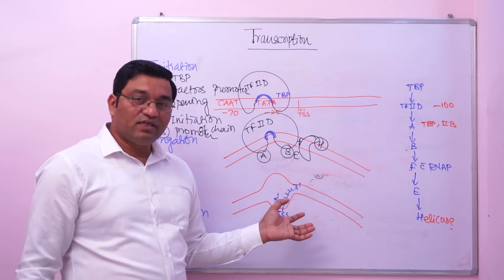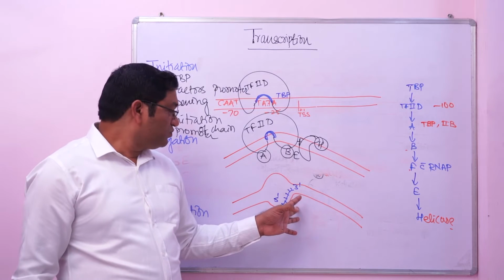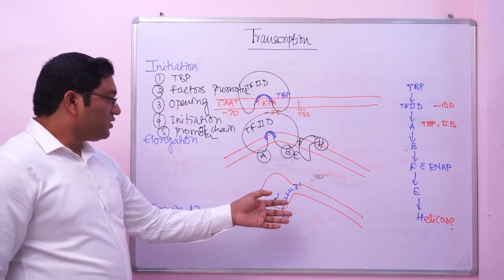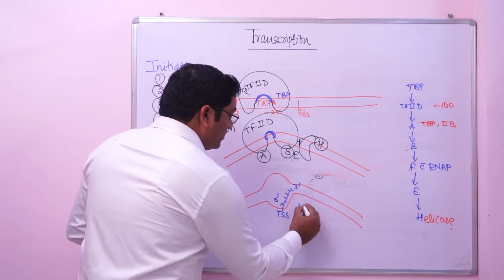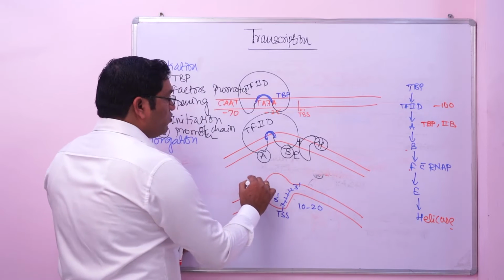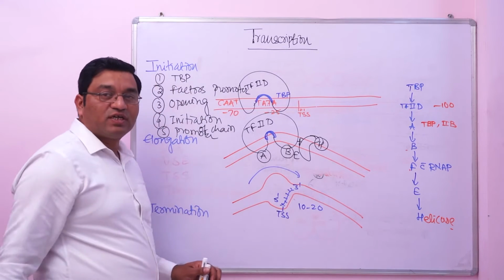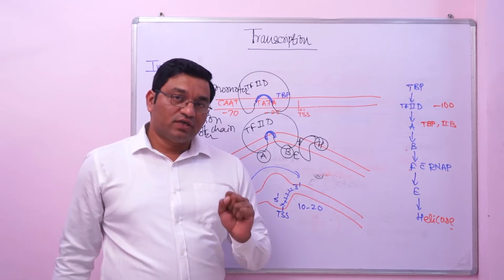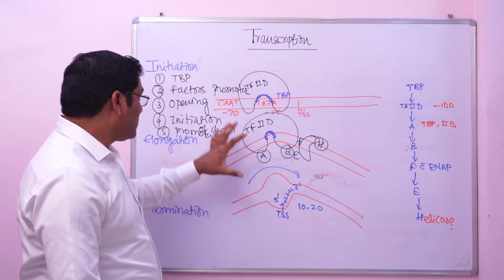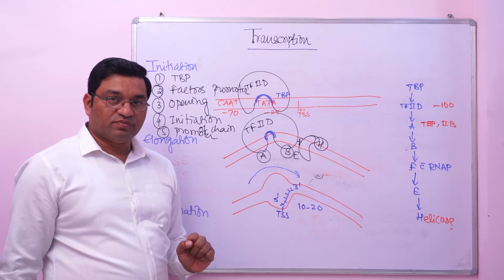So initial chain synthesis will occur. After the synthesis of 10 to 20 nucleotides, the RNA polymerase will physically move away from the promoter region, which is known as promoter clearance. So these are the steps in the initiation process.